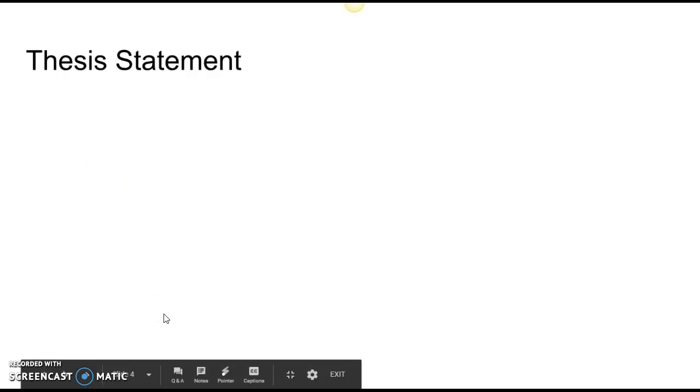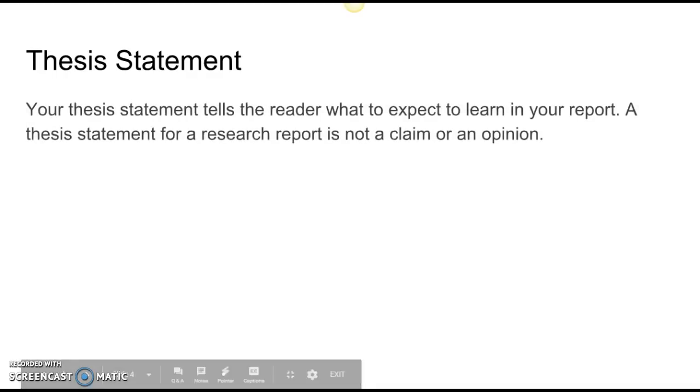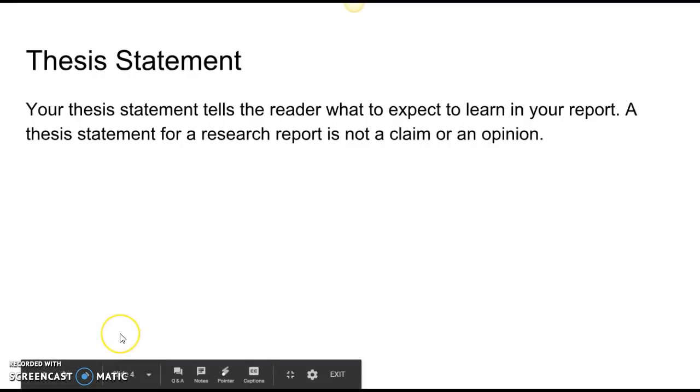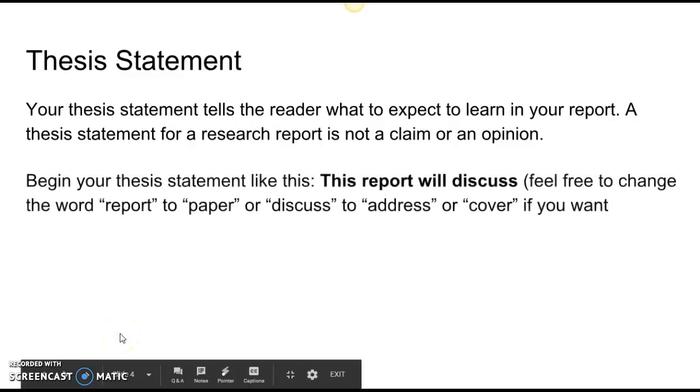Your thesis statement comes at the end of your introduction. Your thesis statement tells the reader what to expect and what they're going to learn in your report. A thesis statement for a research report is not a claim or an opinion. You're not making an argument, you're sharing information.